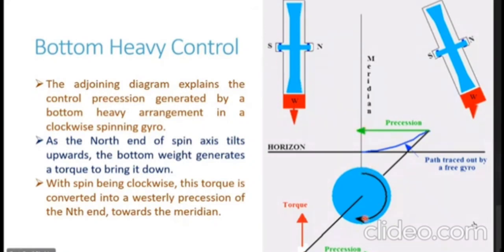So if the gyro is spinning clockwise, the weight has to be fitted at the bottom to generate the similar effect. In a clockwise spinning gyro, as the north end of the spin axis tilts upwards, the bottom weight generates a torque to bring it down. With the spin being clockwise, this torque is converted into a westerly precession of the north end, taking it back towards the meridian. So irrespective of whether we have an anti-clockwise spinning gyro with a top heavy arrangement or a clockwise spinning gyro with a bottom heavy arrangement, in both the cases, a similar effect can be generated.